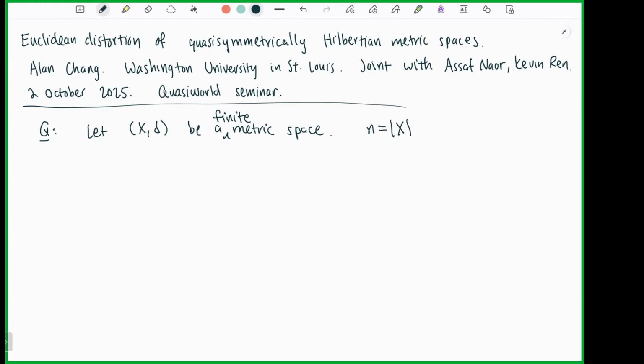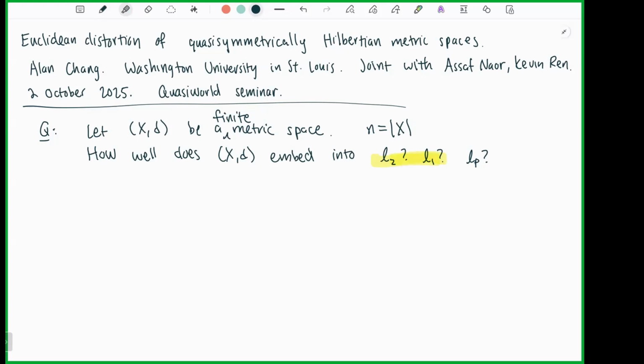So the question is, how well can we embed this space into some other space? The ones we care the most about in this talk will be L2 and L1. But you can ask the same question for Lp or for other spaces. For us, the focus will be L2 and L1.